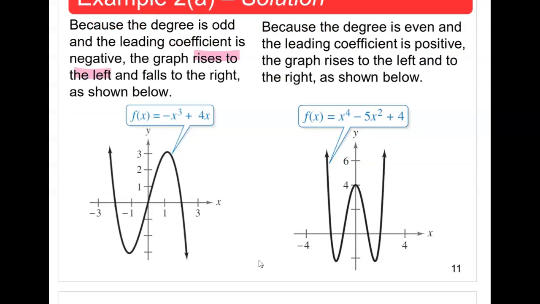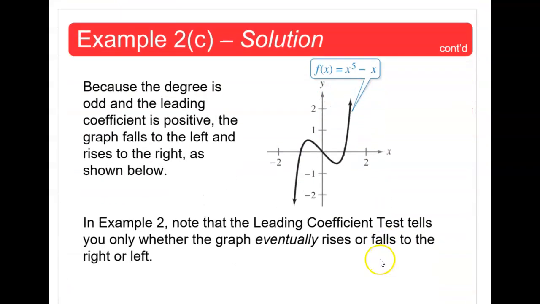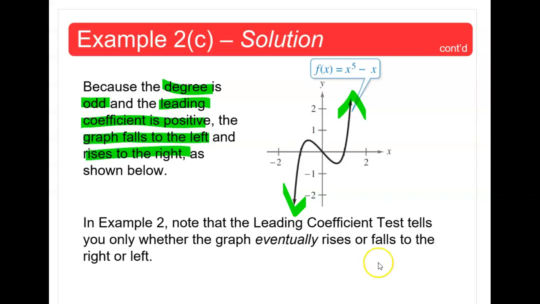So rises to the left, falls to the right. Pretty good, right? We had that degree is odd and leading coefficient is negative. Next one was degree is even, leading coefficient is positive. So the graph rises on both sides, to the left and to the right. Then here we had degree was odd, leading coefficient is positive. So the graph falls to the left and it rises to the right. So we did great. All right.